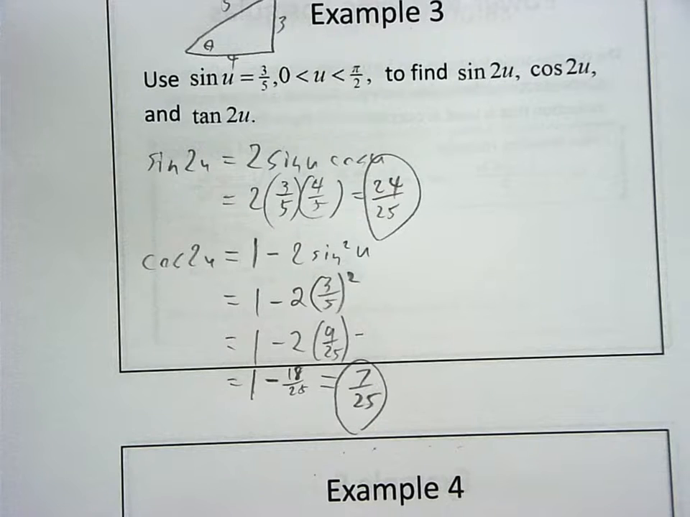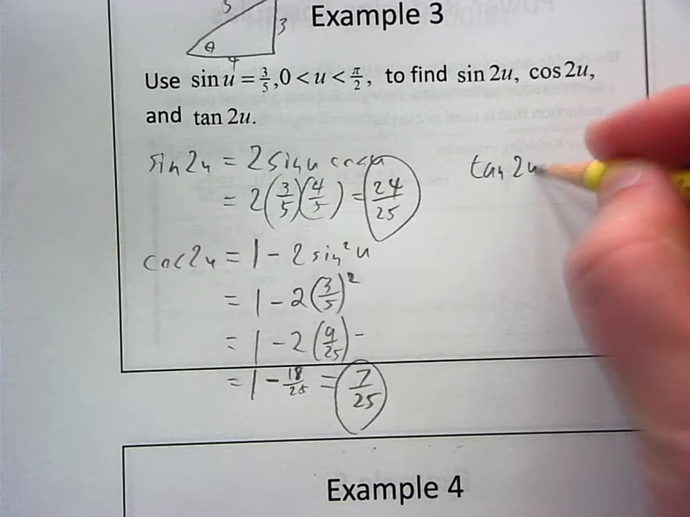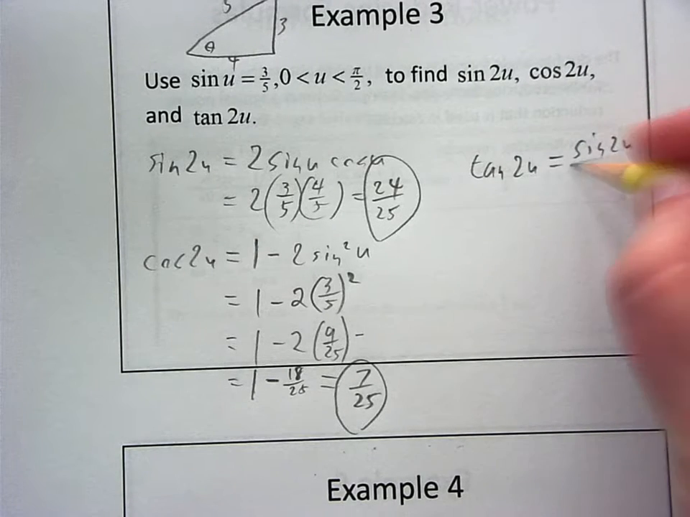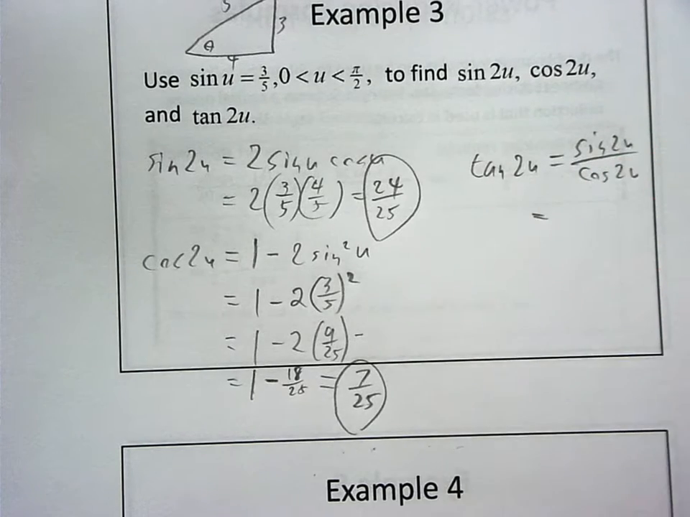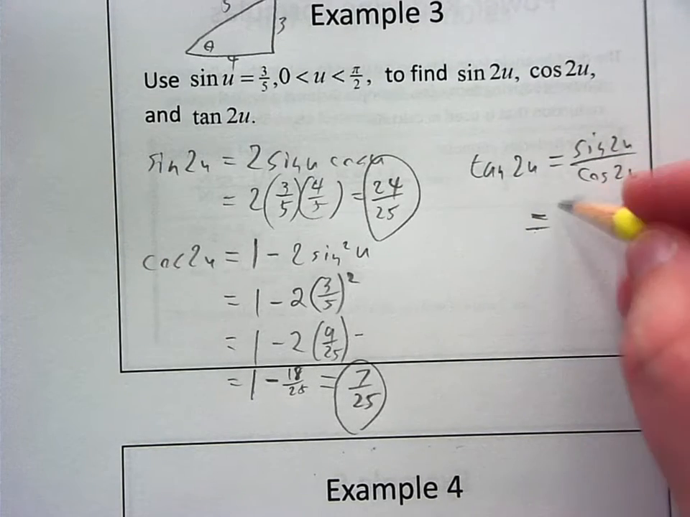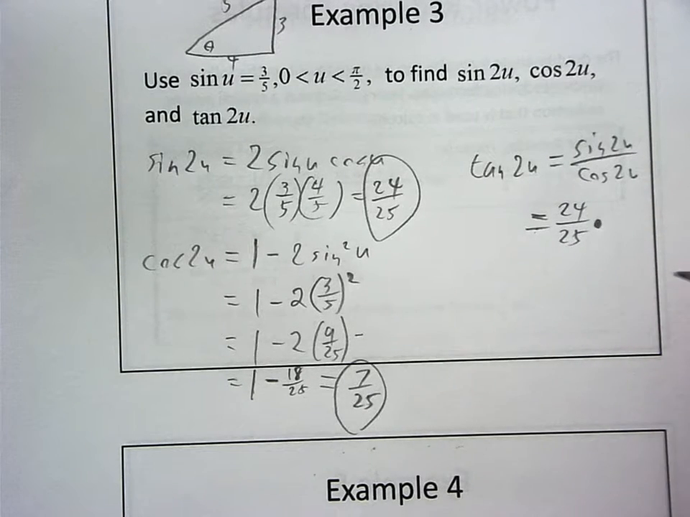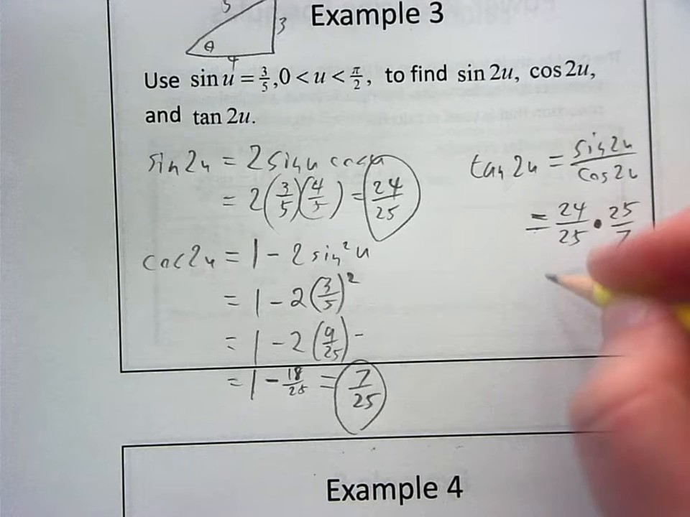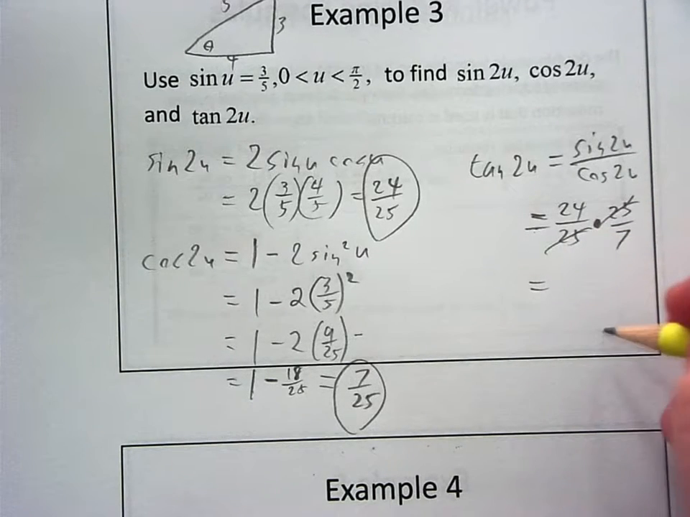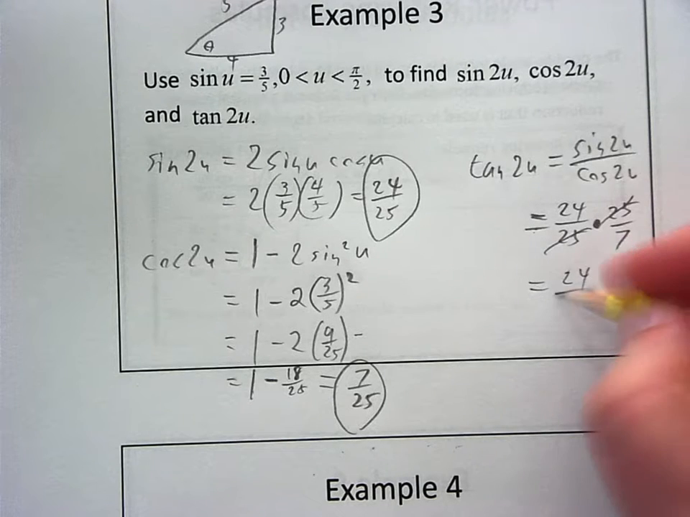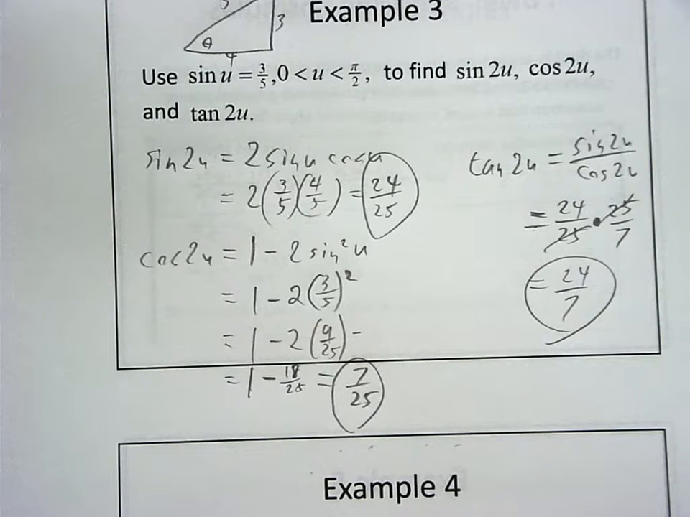Now this is where you could use the tangent formula if you like, but that tangent formula was 2 tangent over 1 minus tangent squared. I know sine and cosine, so I can just shortcut it. Do sine 2u divided by cosine 2u. Well, that's 24/25 divided by 7/25, which is the same as multiplying by what? 25/7, which means the 25's cancel out and you're left with 24/7. So 24 over 25, 7 over 25, and 24 over 7.